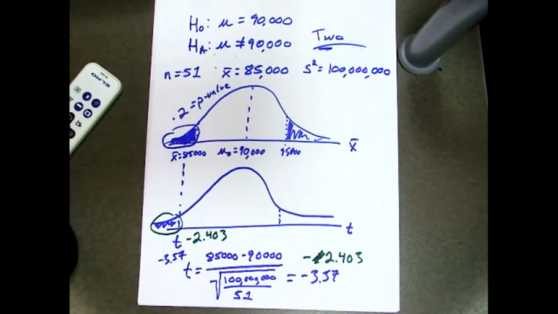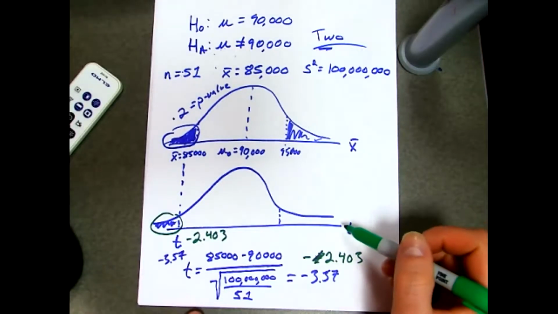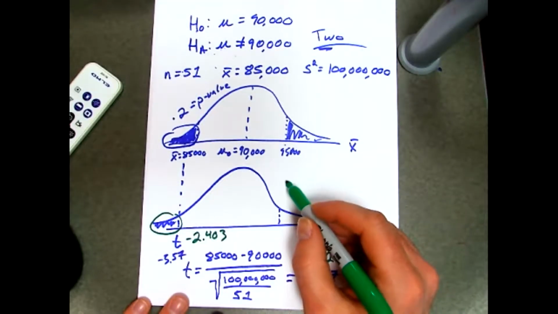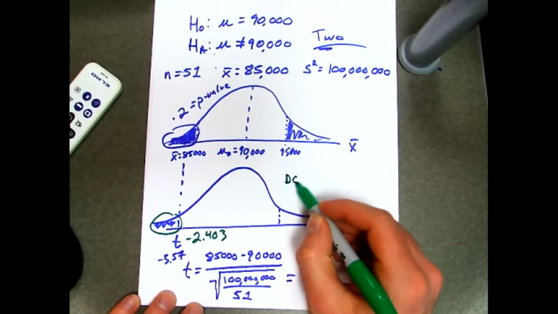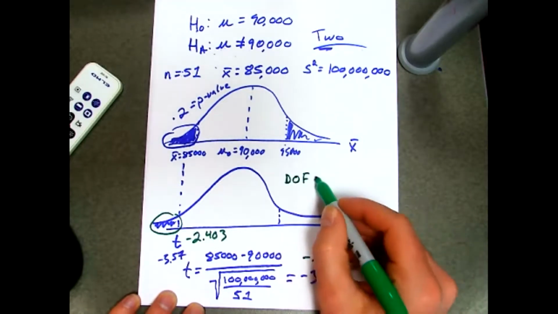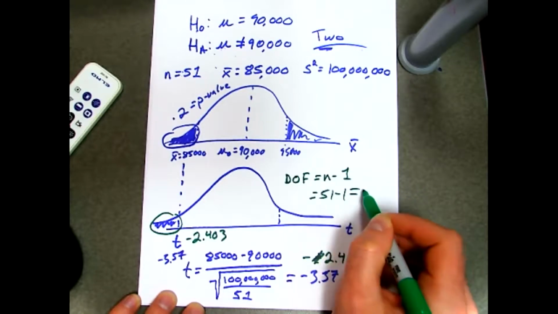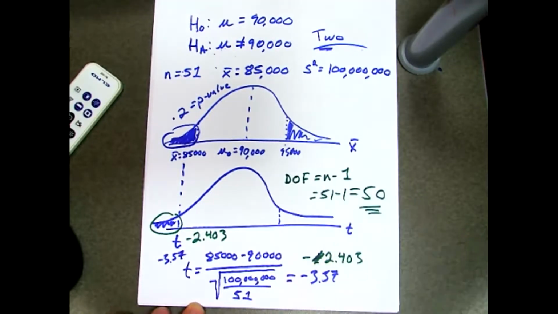So negative 2.403, I'm going to go to my student t table. But before I do, oh shoot. What's something else that I need if I'm dealing with a student t distribution? Well, there's a bunch of different student t distributions. So we needed our degrees of freedom, right? Just like for confidence intervals. So n-1, our degrees of freedom, is 50, okay? So negative 2.403 is our test statistic, and our degrees of freedom is 50.